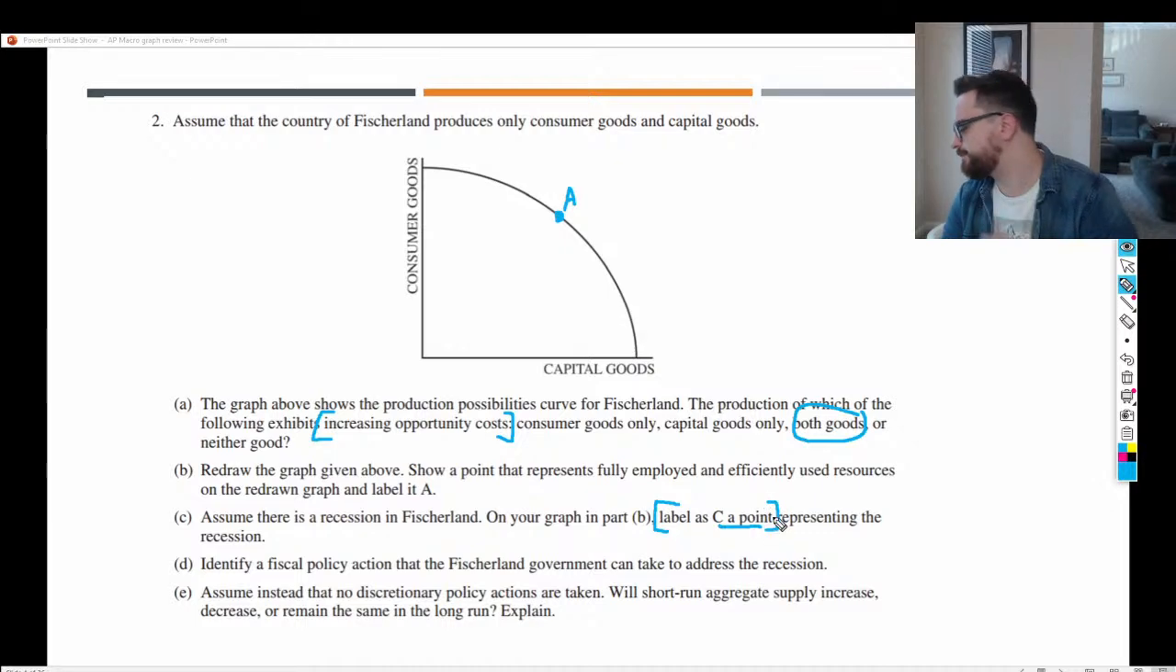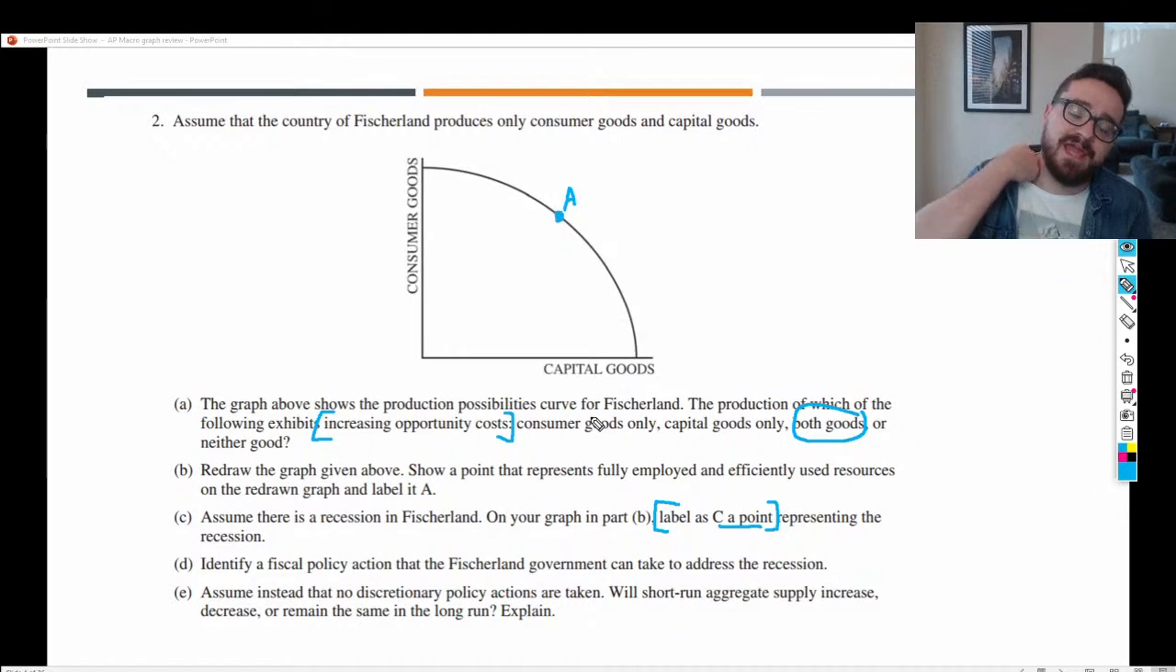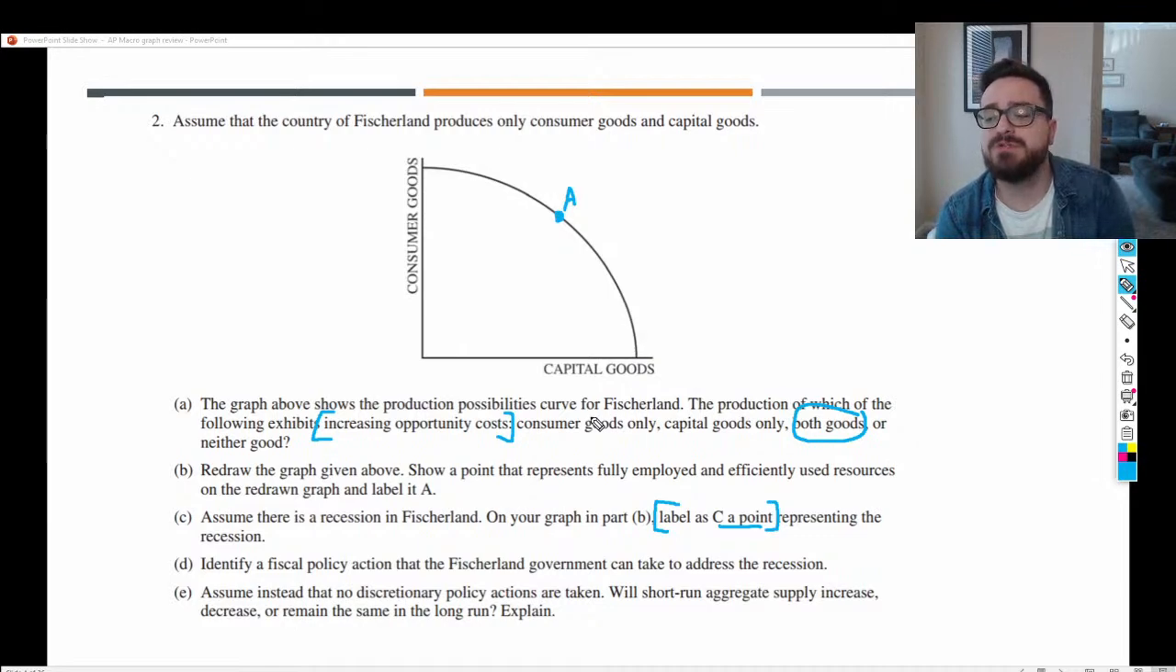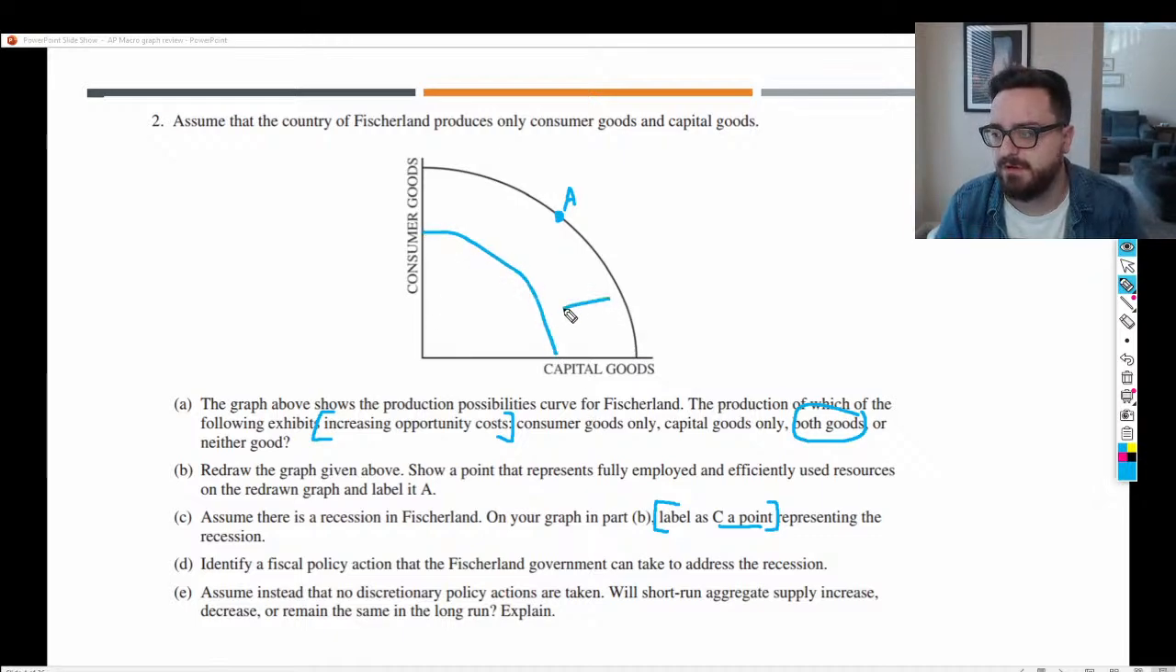So, and we'll see this a bunch today because I'm going through a bunch of FRQs, the AP exam drops lots of hints in the questions, so read them very carefully for the FRQs. The most common mistake for C is that students tend to draw a new curve inward on a production possibilities curve to show that we can't produce as much. They're not terribly wrong, but a recession is shown by a point inside the curve.